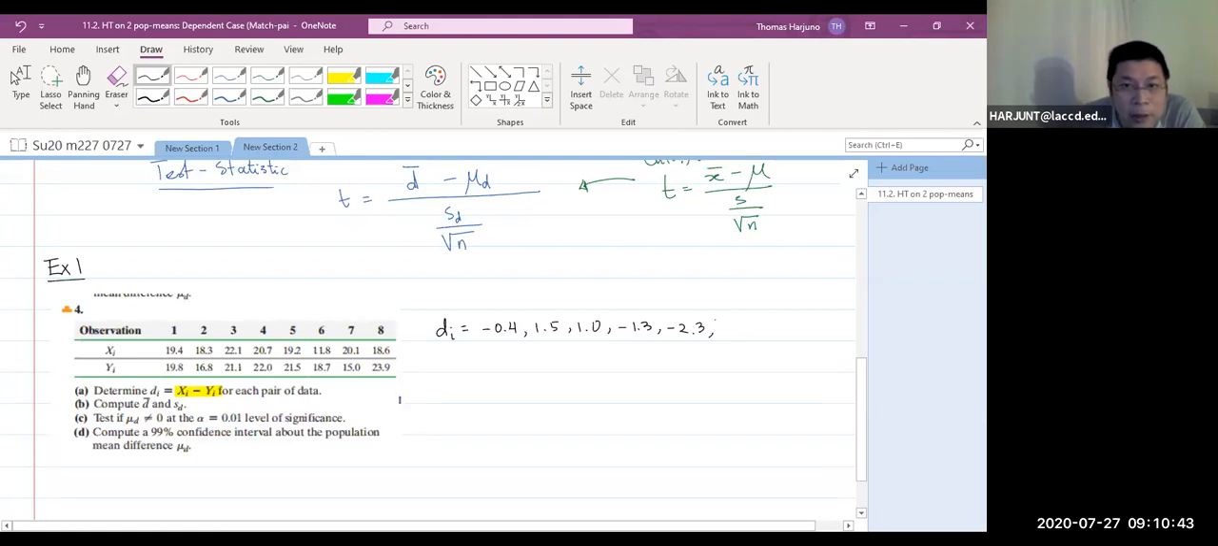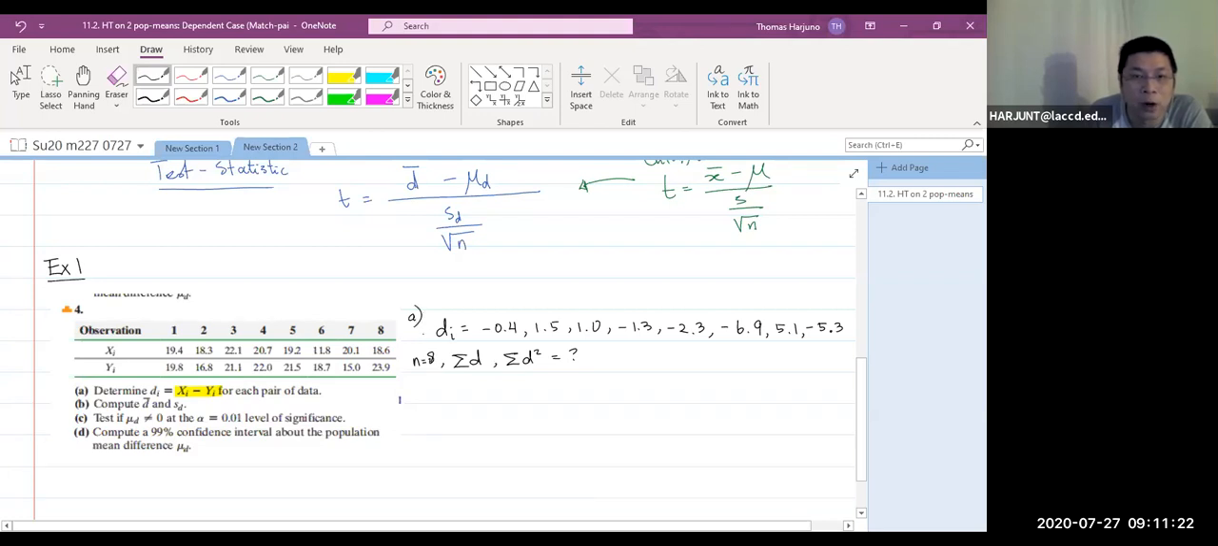And then this is negative 6.9 and positive 5.1, negative 5.3. Those are the d's. Now use this information to find d bar. Of course, you need to find the sum. The n is easy, the n is 8, that's something you know. How about the sum of d's and the sum of d squared? So we are done with part A.